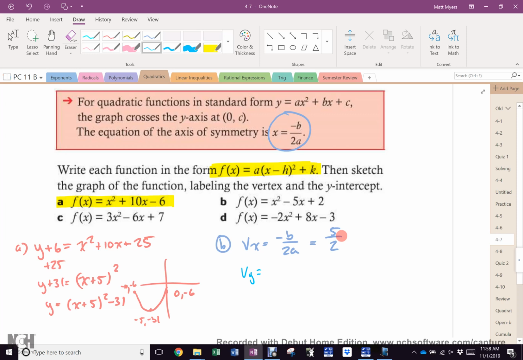Every x I see can now be 5 halves. So that gets me 25 fourths minus 25 halves plus 2. Right? 25 fourths minus 50 fourths, right? Plus, how many fourths? 8. What's 25 minus 50 plus 8?